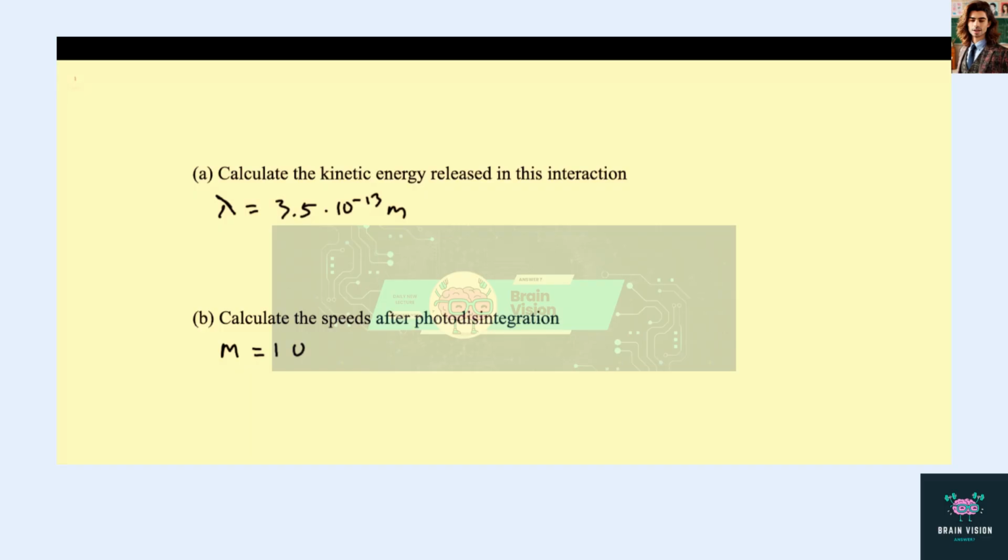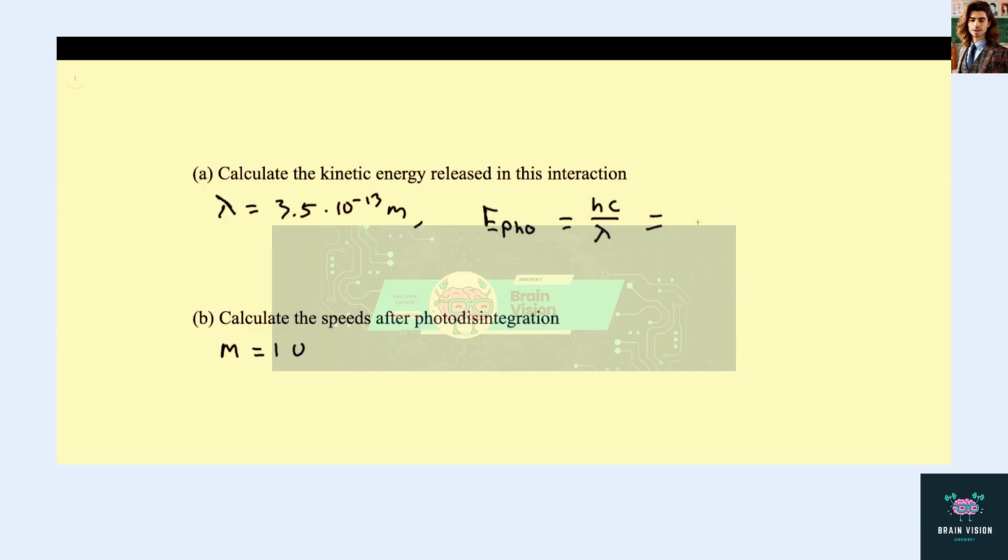So a photon strikes a deuteron, splitting it into a proton and neutron, and we're asked to calculate the kinetic energy that's released in this interaction. Since we know the wavelength of the photon and it's given in the problem, we can quickly calculate the energy of the photon, which is given by the expression hc over lambda, where h is Planck's constant and lambda is the wavelength of the photon.